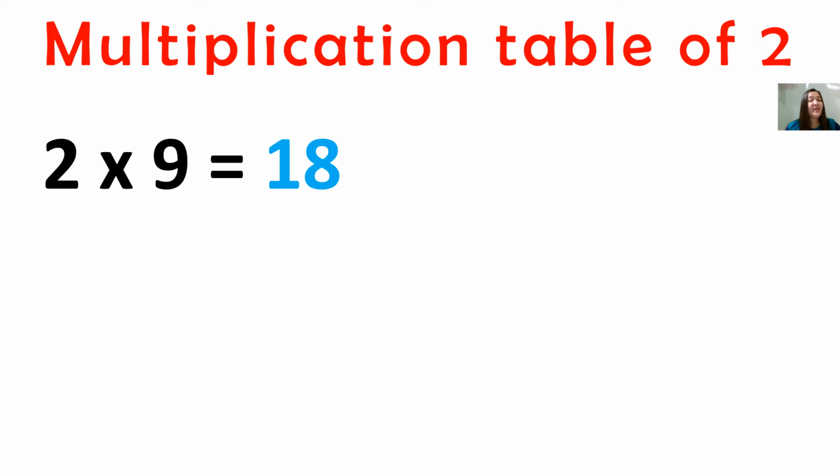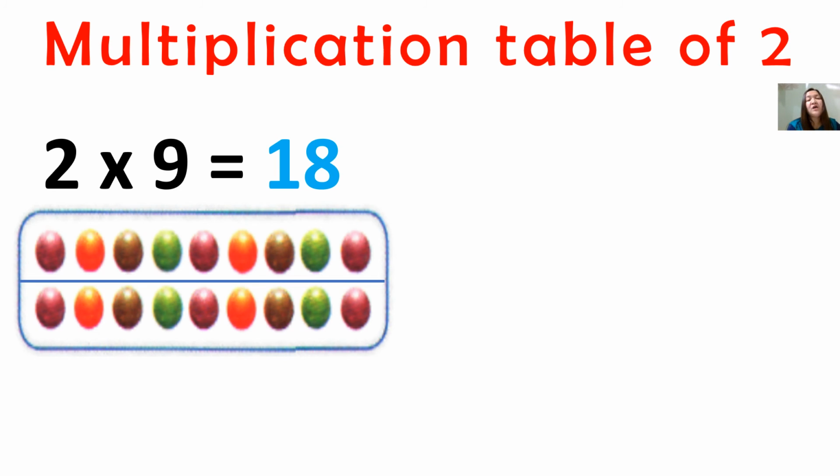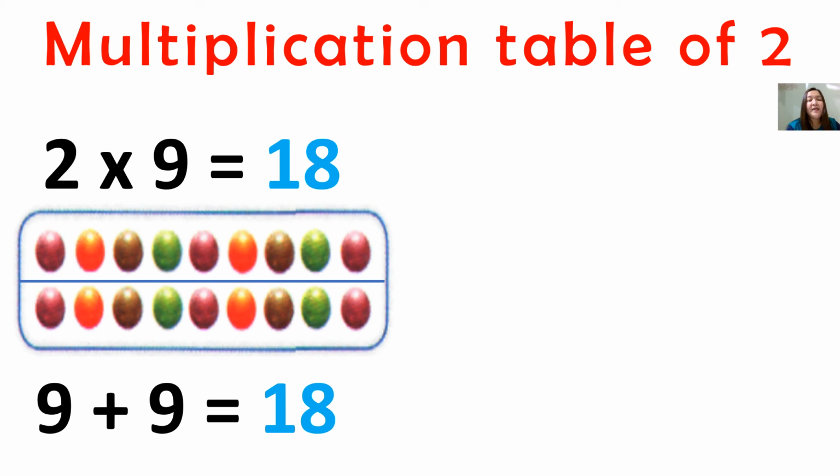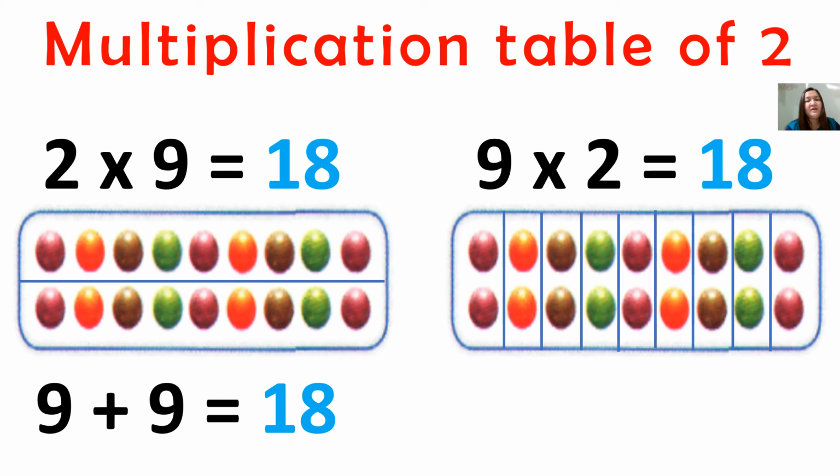2 times 9 is equal to 18. So how many groups of 9 do we have? We have 2 groups of 9 balls. And how do we write this in addition form? 9 plus 9 is equal to 18. 9 multiplied by 2 is equal to 18. So we have 9 groups of 2 balls, and we write this in addition form like this.